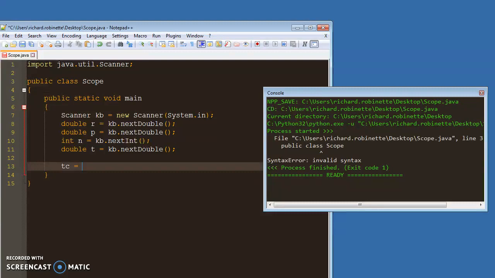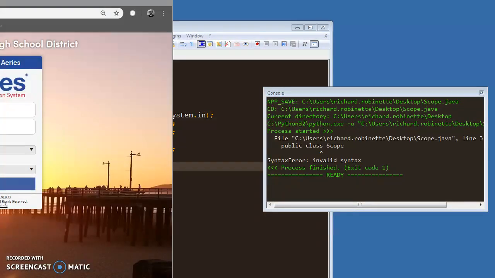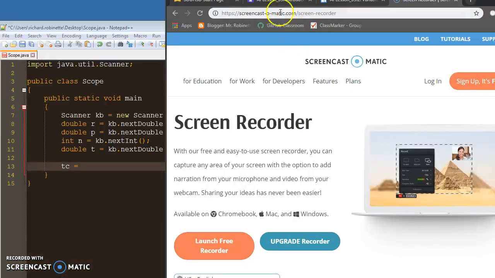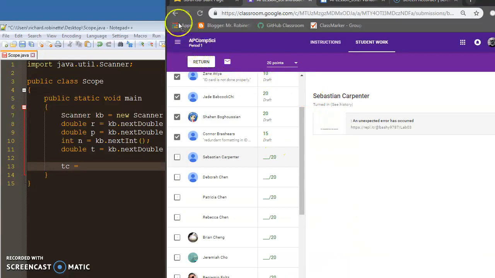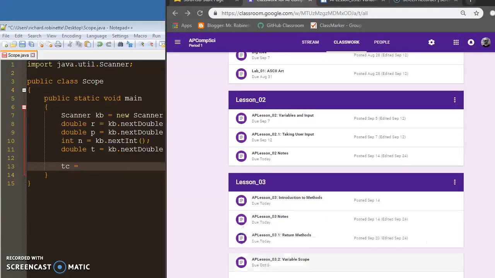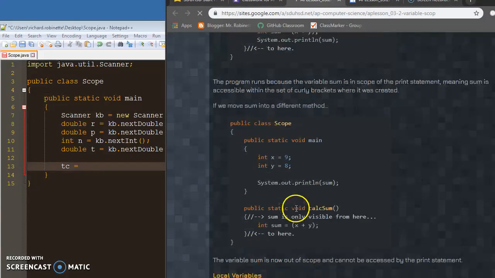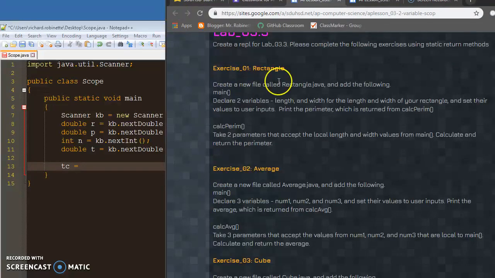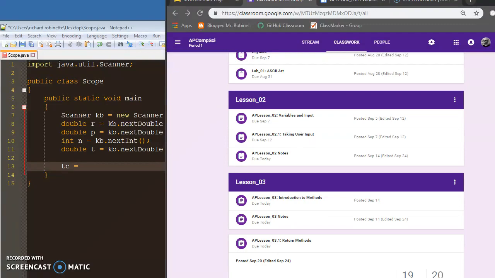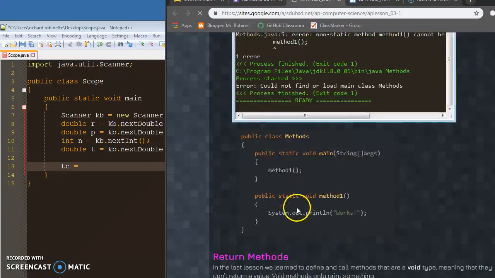So if I go to our lesson, let's see, is that where we are? No, that's not it. Which lesson is a 3.0? All right, there we go.